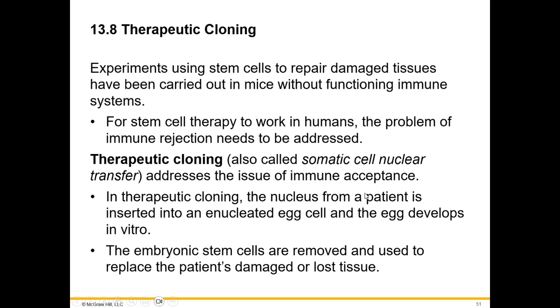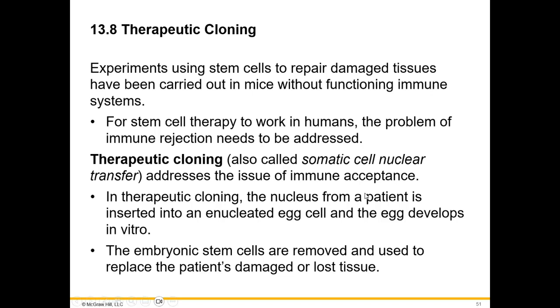Experiments using stem cells to repair damaged tissues have been carried out in mice without functioning immune systems. And for stem cell therapy to work in humans, the main problem that we have to overcome is immune rejection. Immune rejection just basically means that we could try to insert these embryonic stem cells to solve a problem, but then that patient's body is going to recognize it as a foreign threat. It doesn't have the nucleus, it doesn't have the genetic information of the patient. It seems foreign, it seems like a threat. The immune system is going to work to kill those embryonic stem cells before they can really help the patient.